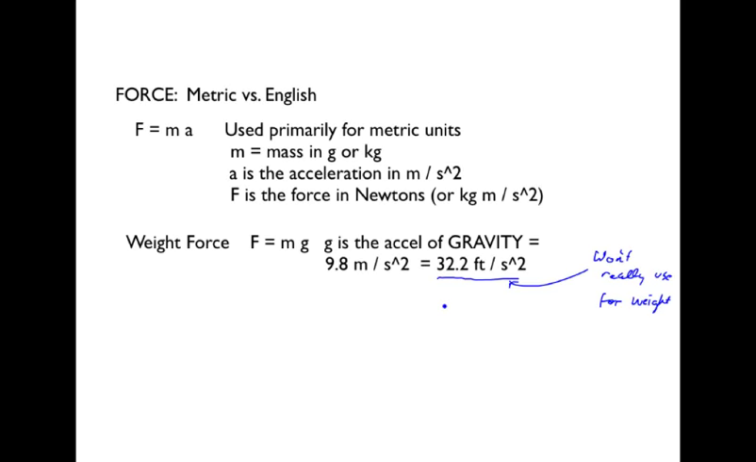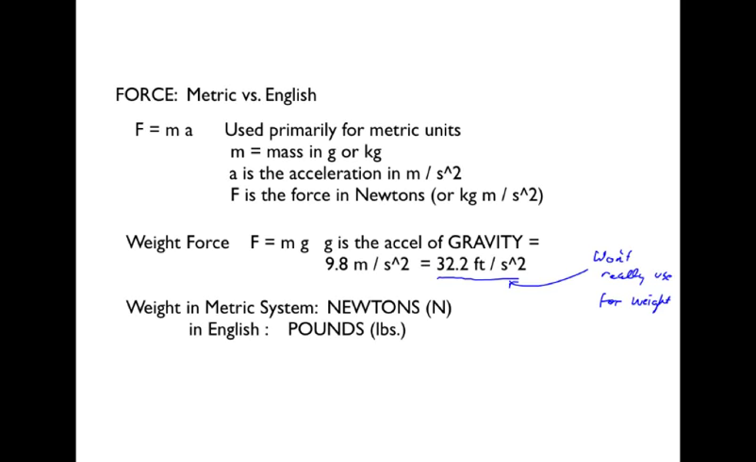So we're not really going to use the 32.2 feet per second squared, because the idea of English mass is obsolete, and we just start with pounds. We just start with pounds. Okay, so the weight in the metric system, like I said, is newtons, because it's force, right? If weight is a type of force and the units of force is newtons, then in the metric system, weight is newtons, and then, like I said, English is pounds. Sometimes we'll be given kilograms, and we'll need to find out the newtons using F equals mg.